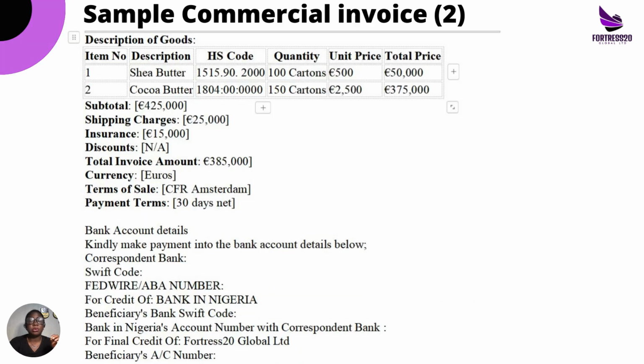We're still looking at a sample commercial invoice. There's the description of goods, the item number, the description, the HS code, the quantity, the unit price, and the total price. Then we move to the subtotal, the shipping charges, insurance, discounts where applicable, the total invoice amount, the currency, the terms of sale, and the payment terms. And next, we include our bank account details where the payment is going to be made.